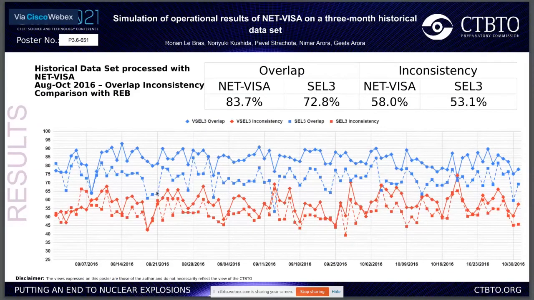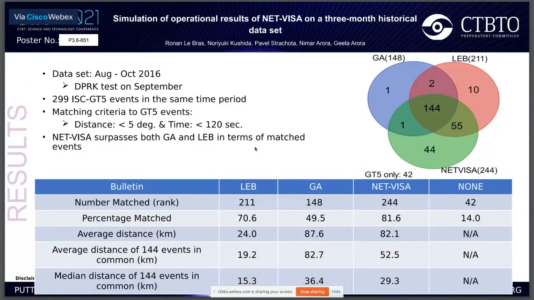So this tendency also can be seen by comparing the overlap. That means the rate of the events which are found and analyzed by analysts and false alarms, comparing to the analyst reviewed events. So this slide, the result agrees with the performance analyzed in detail. So we have some confidence that NetVisa really performs better than GA as well as analyst review. Thank you for your attention.